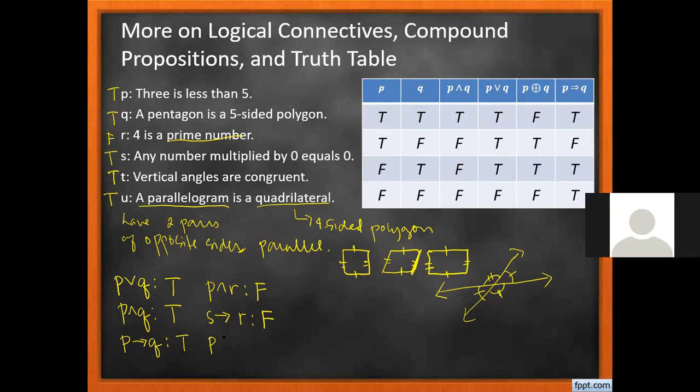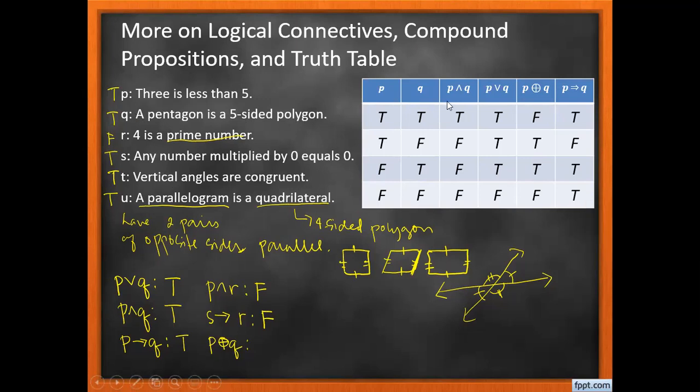So how about either P or Q? So we are using the exclusive or connective here. Either 3 is less than 5, or a pentagon is a five-sided polygon. So what's the answer for this one? So you have to refer to this table. So we have true, true for P Q here.